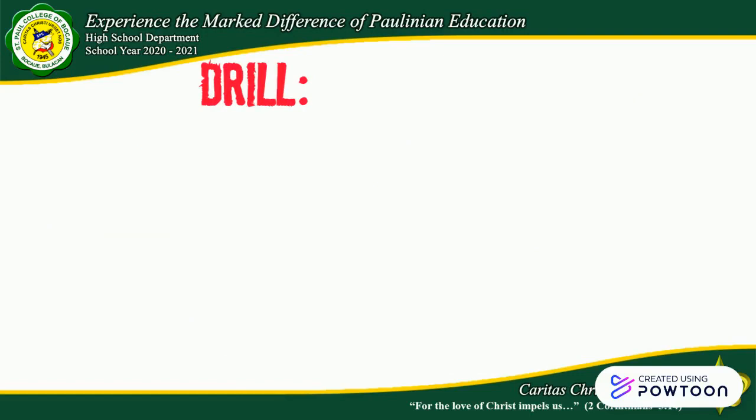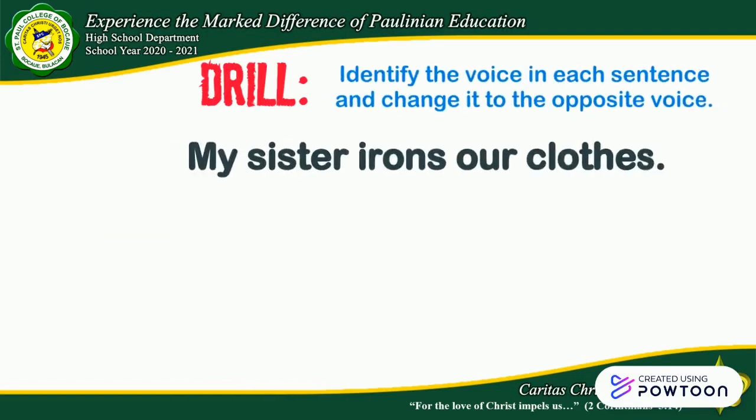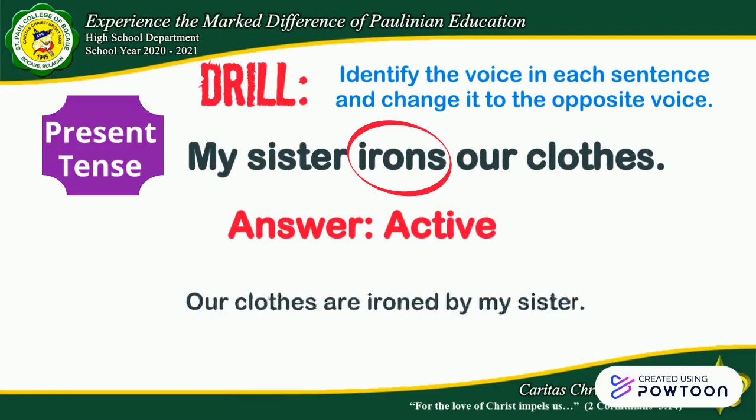Let's practice. Identify the voice and change it to the opposite voice. What's the verb? What's its tense? What is the object of the verb? What is the voice? Active voice. Now, what is the passive voice of the sentence?